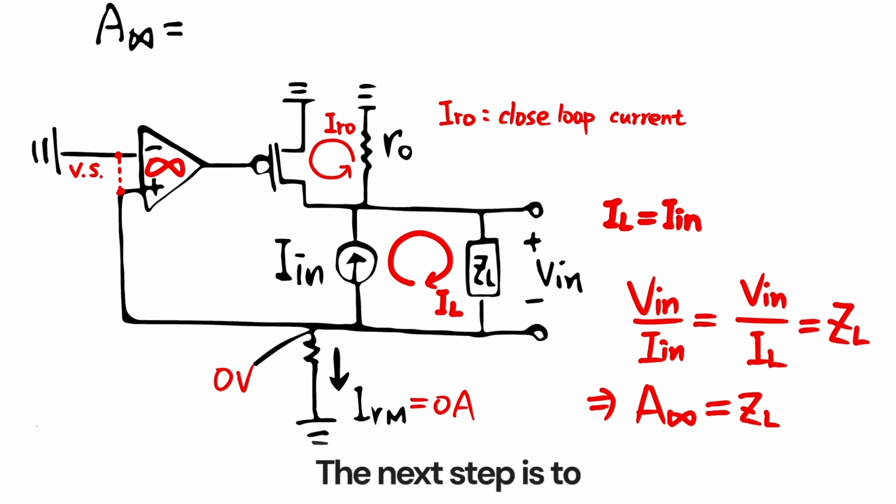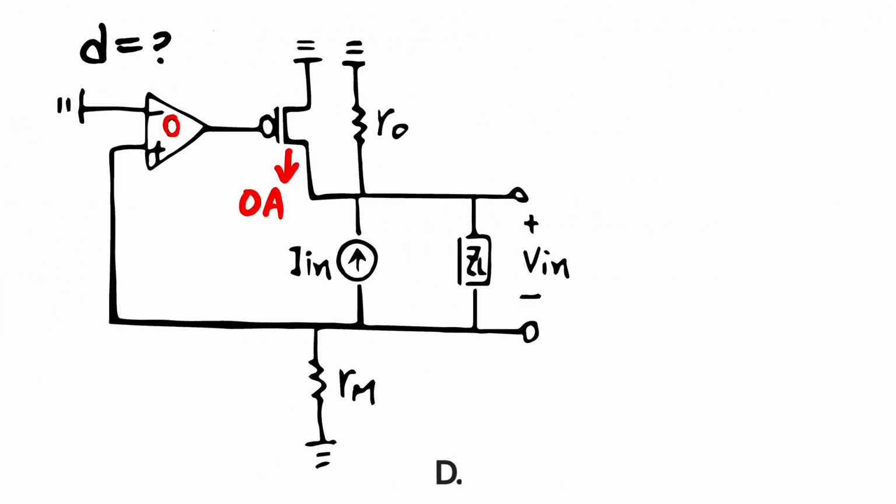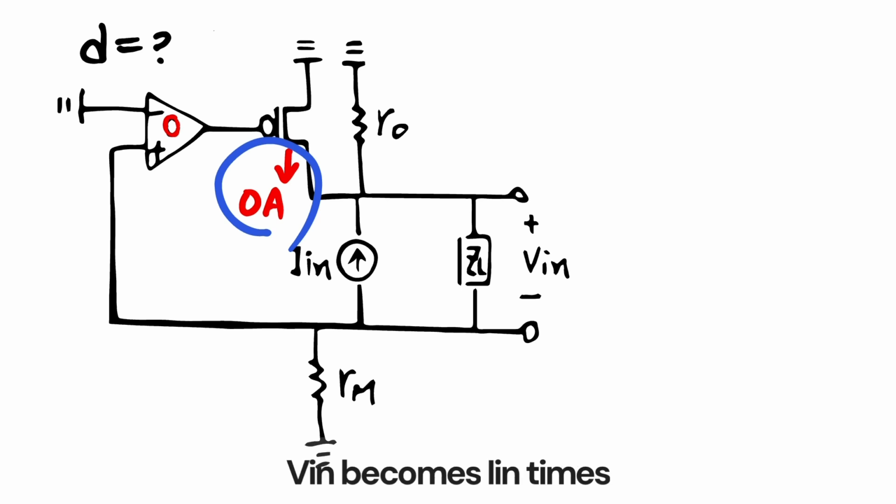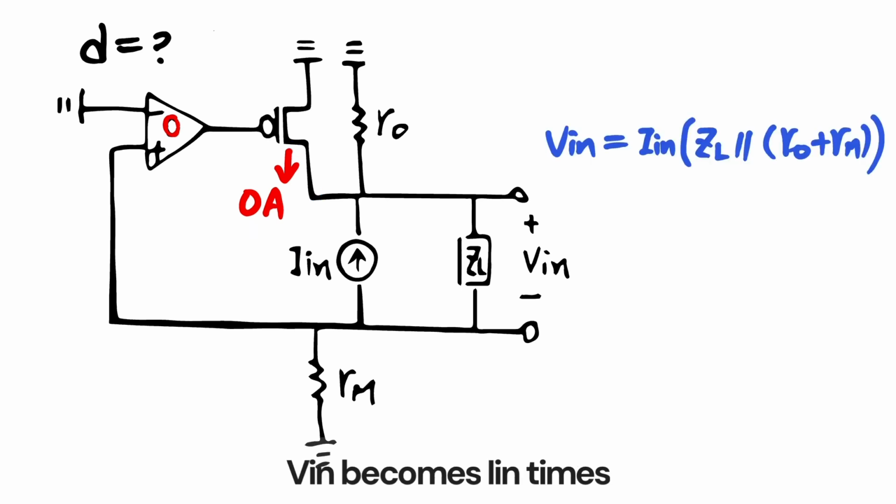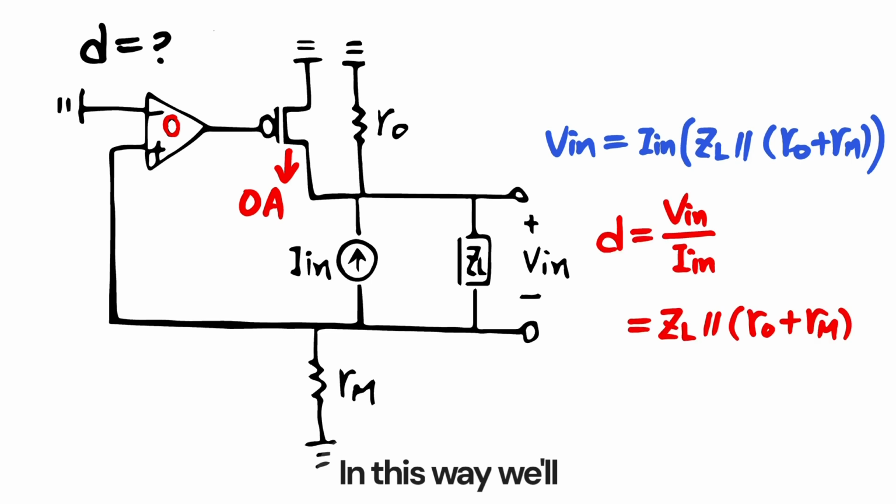The next step is to calculate the factor D. To calculate D, we set the gain of the feedback amplifier to 0, which makes the current flowing through the MOSFET also 0. The voltage across Vin becomes In times ZL in parallel with Ro plus Rm. In this way, we'll have the D factor.